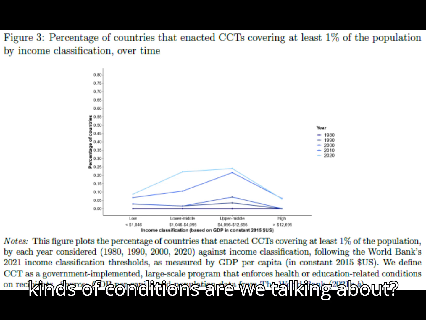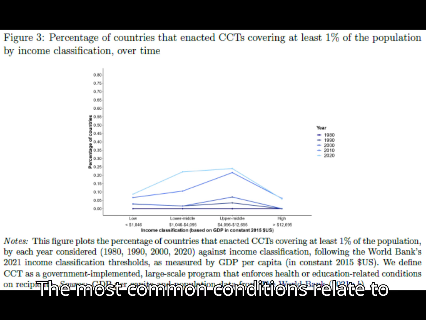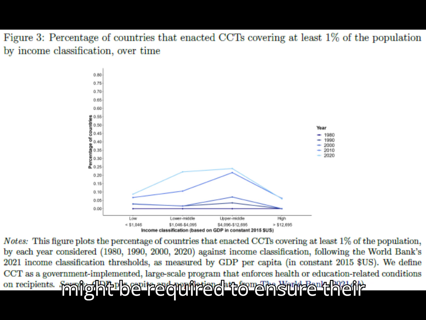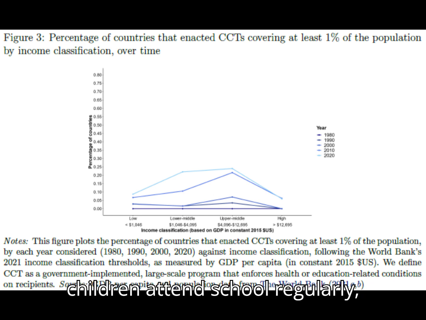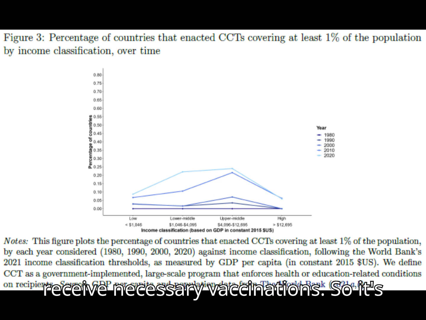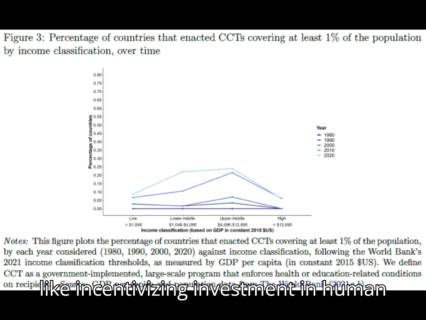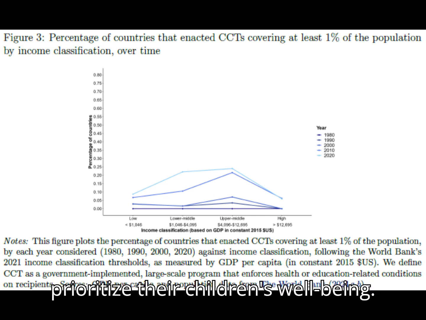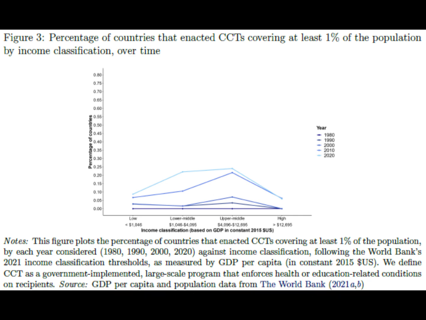Exactly. What kinds of conditions are we talking about? The most common conditions relate to children's health and education. Families might be required to ensure their children attend school regularly, participate in health checkups, or receive necessary vaccinations. So it's like incentivizing investment in human capital. Yeah. Encouraging families to prioritize their children's well-being.